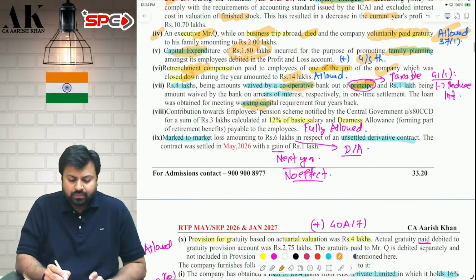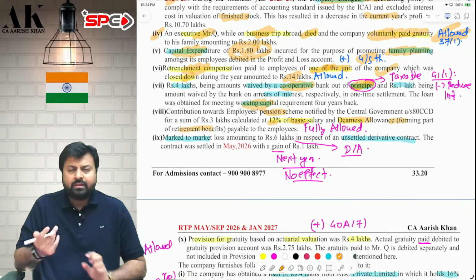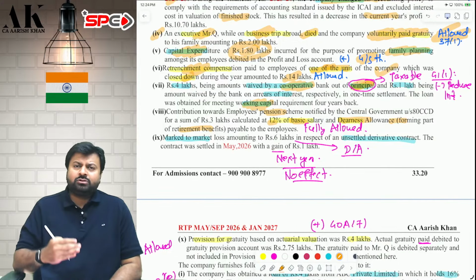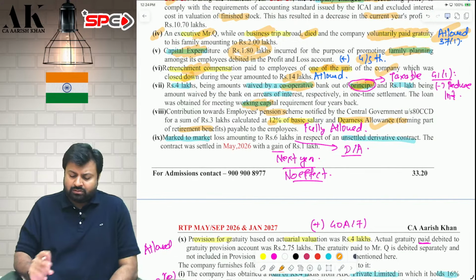Next one. You are contributing to some employees pension scheme. How much you are contributing? 12% of basic plus DA in terms you are contributing. So that's good. You can contribute up to 14% of basic plus DA in terms. You are contributing only 12%. So fully allowed. There is nothing wrong in this.